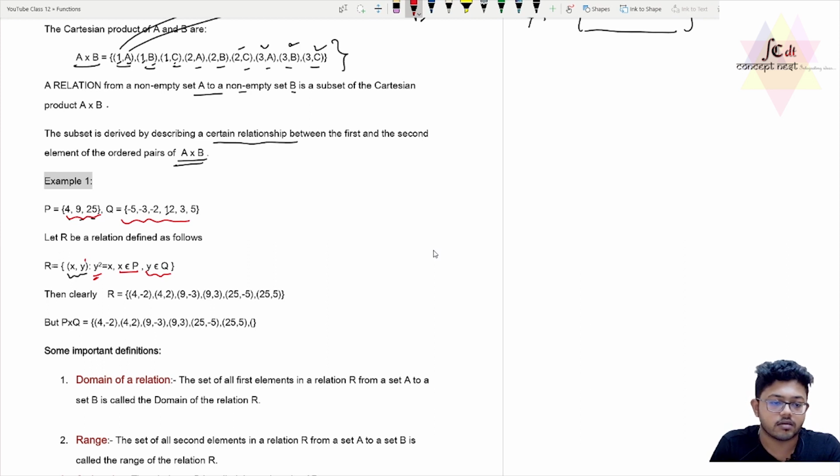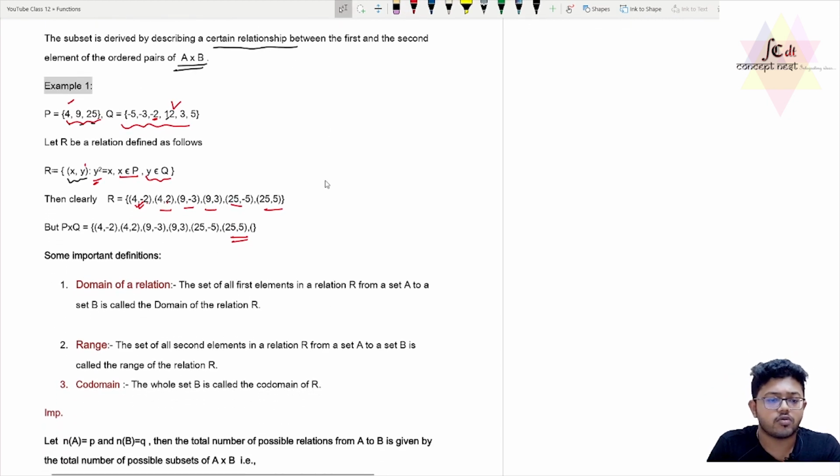If I take -2 from here, then -2 squared is 4, which belongs to P, so this element belongs to R. In the same way, you take 2, and 2 squared is 4, again it belongs to R. -3 squared is 9, it belongs to R. 3 squared is 9, it belongs to R. In the same way for -5 and 25. But in P cross Q, you have many more elements. I have not written every one. There are many more elements, right?